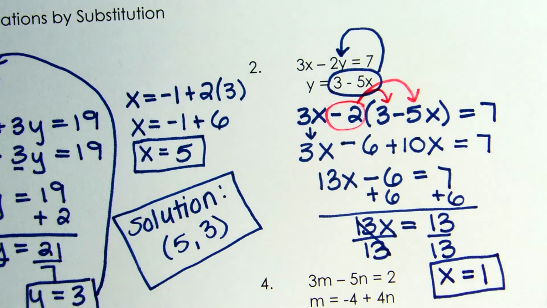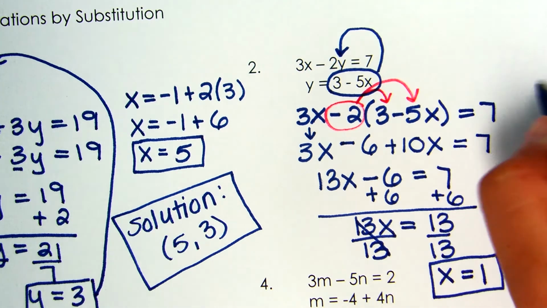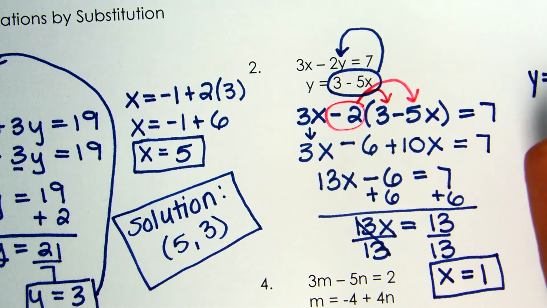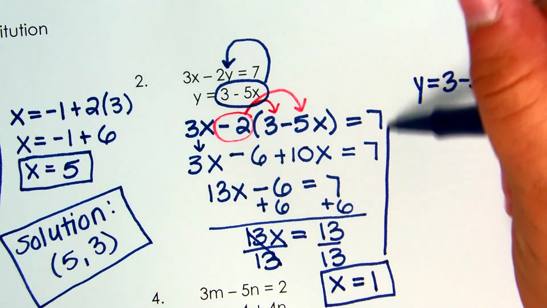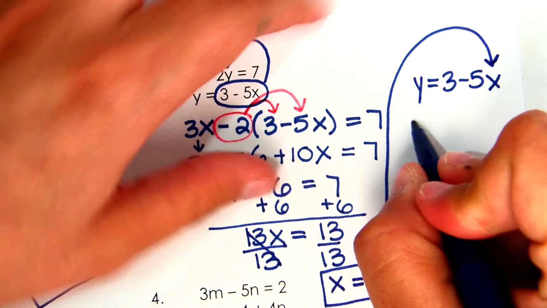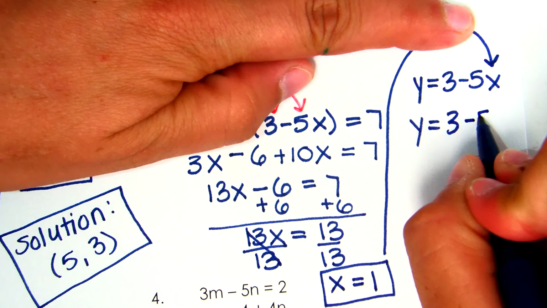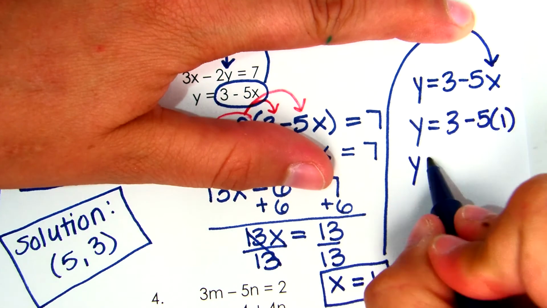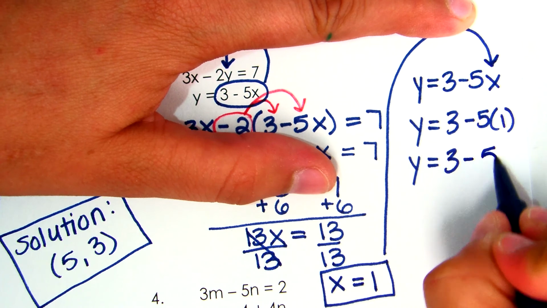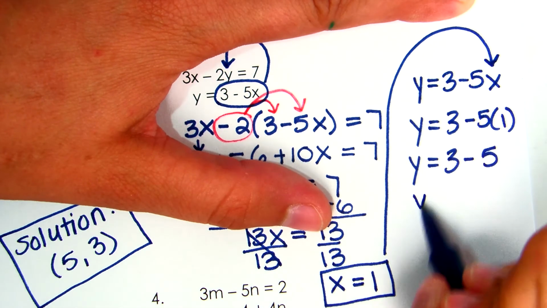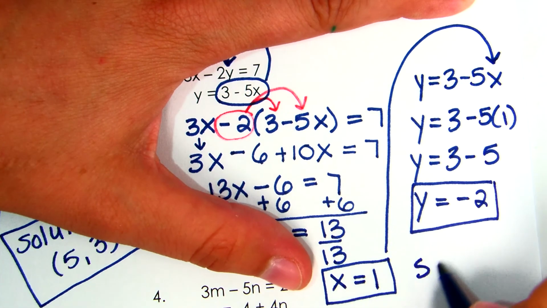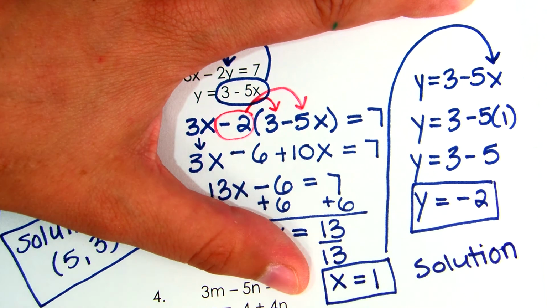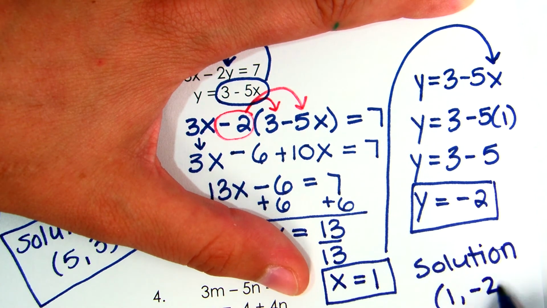Now that I know what one variable equals, it's easy for me to plug it back into the second equation and solve. The equation that I used originally was y equals 3 minus 5x. But now instead of an x, I know that x is the same as 1. So I'm going to substitute x for 1. Y equals 3 minus 5 times 1. 5 times 1 means y equals 3 minus 5. And 3 minus 5 tells me that y equals negative 2. Therefore, the solution to the system of equations is (1, -2).